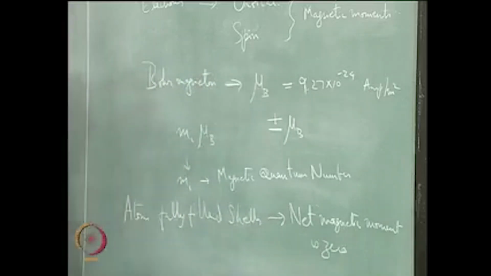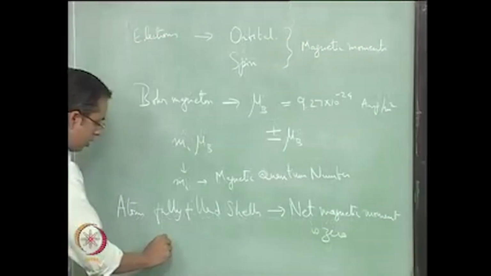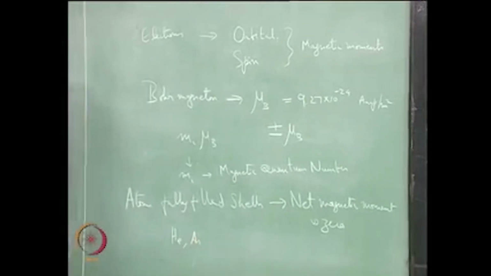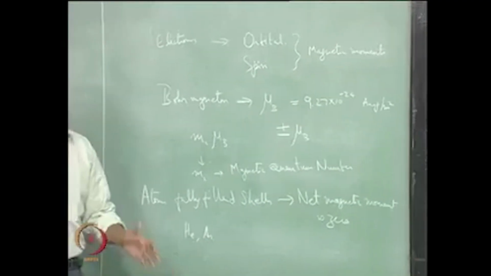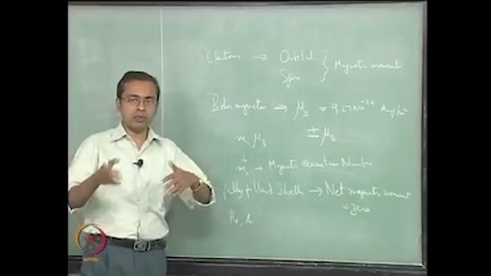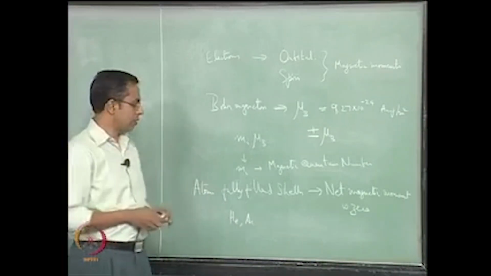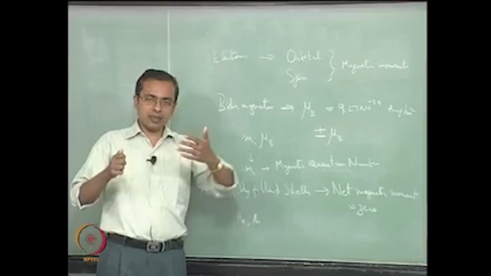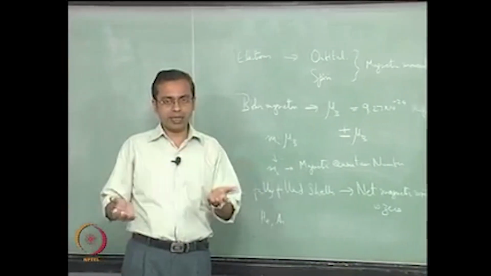Okay, so this is true for example for the noble gases, so helium, argon and so on. For these there is no net magnetic moment because the shells are completely full, which means all the contributions from the orbital magnetic moments cancel each other out, all the contributions from the spin magnetic moments cancel each other out. At the end of it you do a vectorial sum, you get 0, and therefore there is no net magnetic moment.